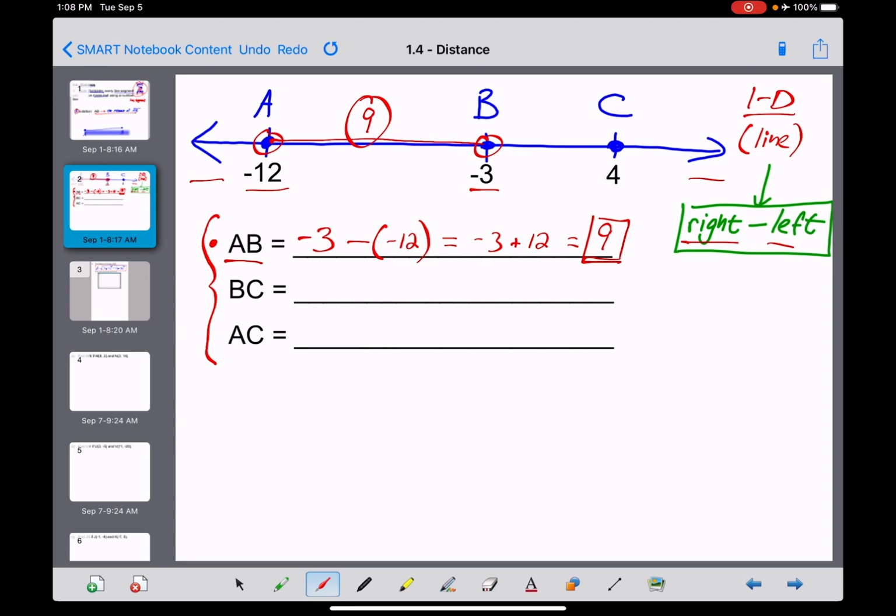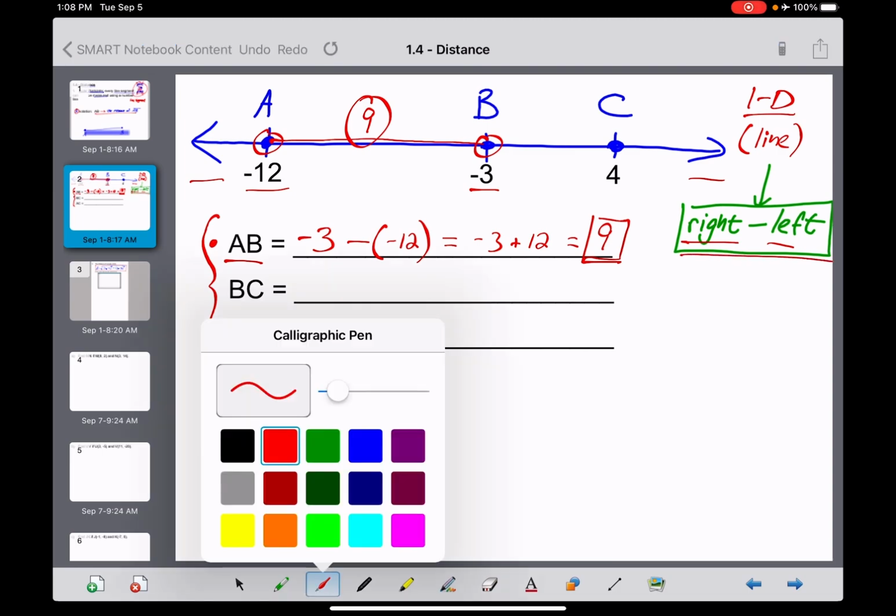B. Okay, how about the measure of line segment BC? Once again, right minus left. So BC, let me switch colors here.